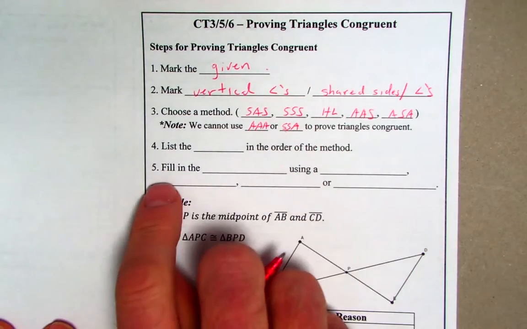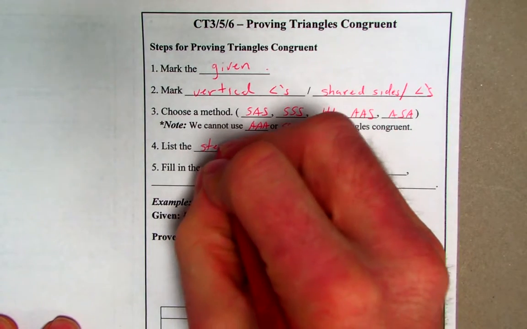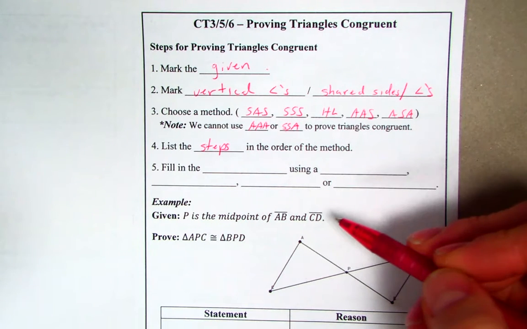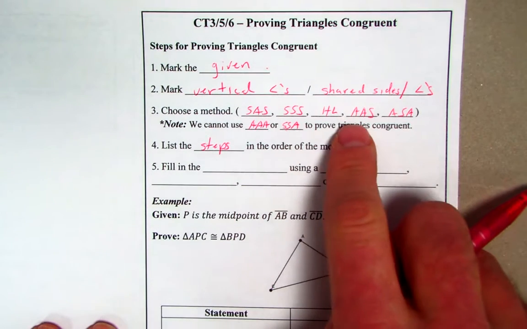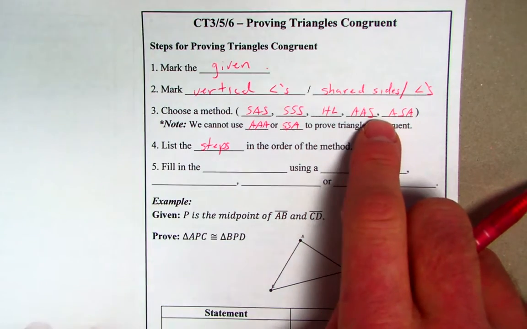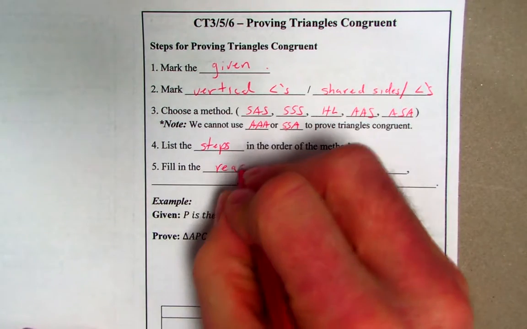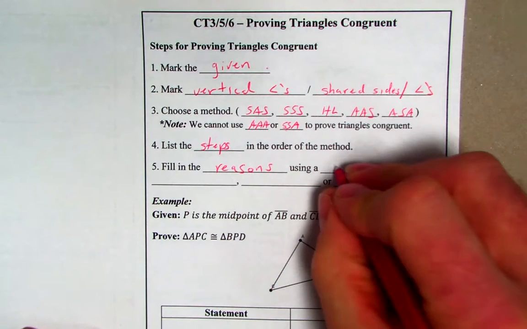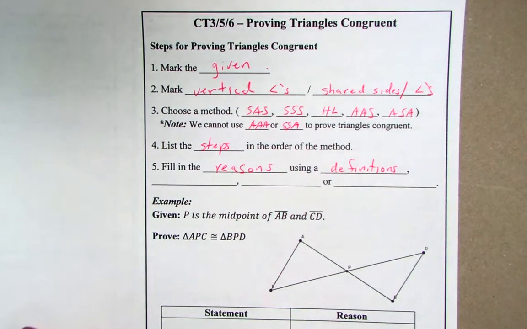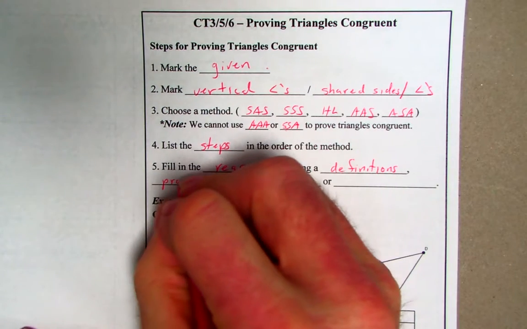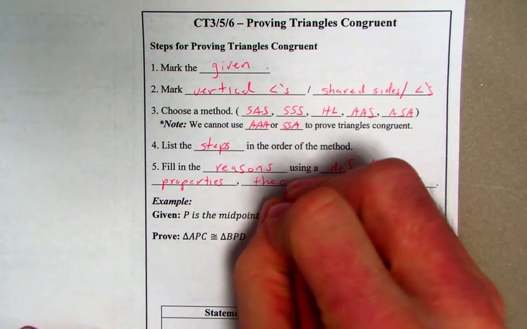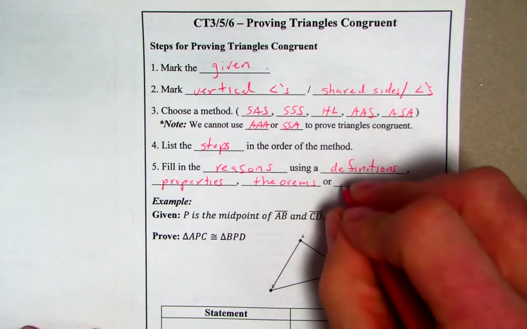Okay? Now, when we write our proof, we're going to write the steps of our proof in the order of the method that we choose. Right? So you want to keep everything in order so it's easy to follow that we're proving a pair of corresponding angles and another pair and then a side. Okay, so we're going to fill in the reasons using definitions. This is what goes in the right-hand column. Definitions, properties, theorems, or postulates.